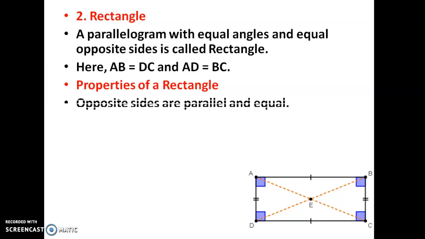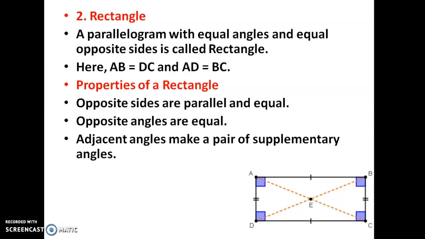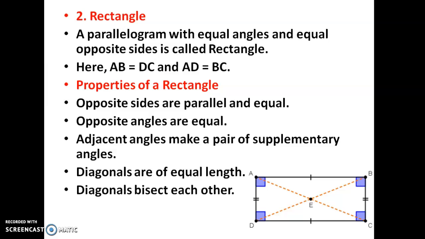Properties of a rectangle. Opposite sides are parallel and equal. Opposite angles are equal. Adjacent angles make a pair of supplementary angles. What is a supplementary angle? If you add two angles, it will be equal to 180 degrees. That is a supplementary angle. Diagonals are of equal length. Diagonals bisect each other, that is, they divide into two equal halves. That is called bisecting each other. All four angles are 90 degrees, so angle A, angle B, angle C, angle D are 90 degrees.